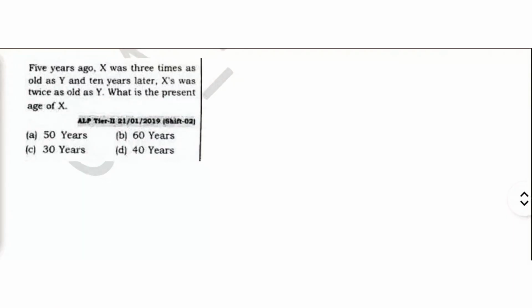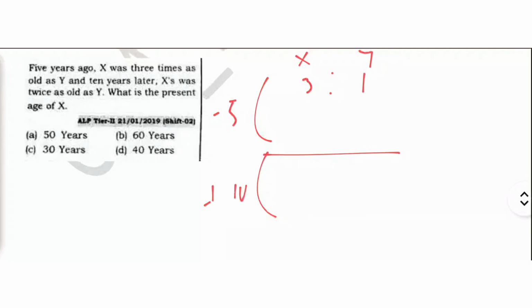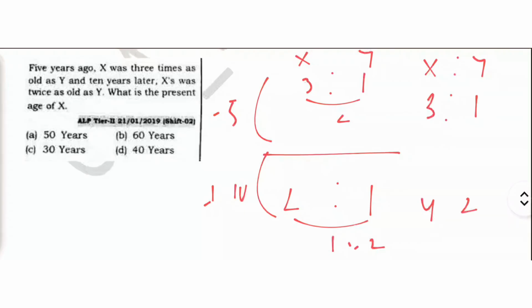5 years ago, okay, this is your present. 5 years ago, this is your X and Y. X was 3 times as old as Y. 10 years later, X was twice as old as Y. What is the first thing I've told you to see? If they are balanced. Are they balanced? No. Ratio is 1, ratio is 2. So you have to balance this. So X is to Y is nothing but 3 is to 1, and 2 2s are 4, 2 1s are 2. Now it is balanced.